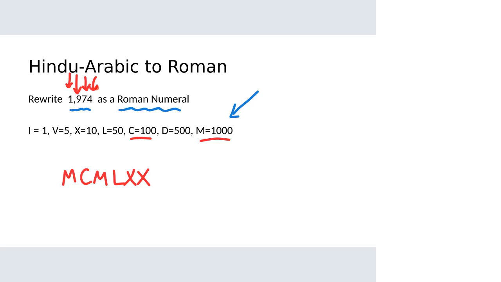And then I need to write 4. And here again, I could do 4 1s, but we never write 4 of the same symbol. Instead, I'm going to do subtraction here and do 1 taken away from 5. So I put the 1 first and the 5 after, and that's the 4. And so here I have 1974 written as a Roman numeral. Let me know if you have questions on that.